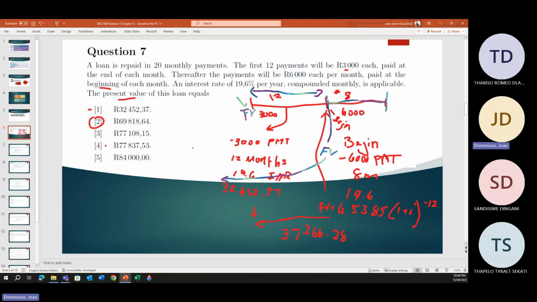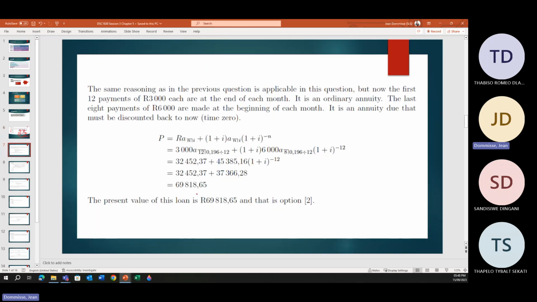Okay, so what I've also added for you guys in the slide pack that I will share on the WhatsApp group as well, is the whole way of calculating it. So I have included the memo to that question.